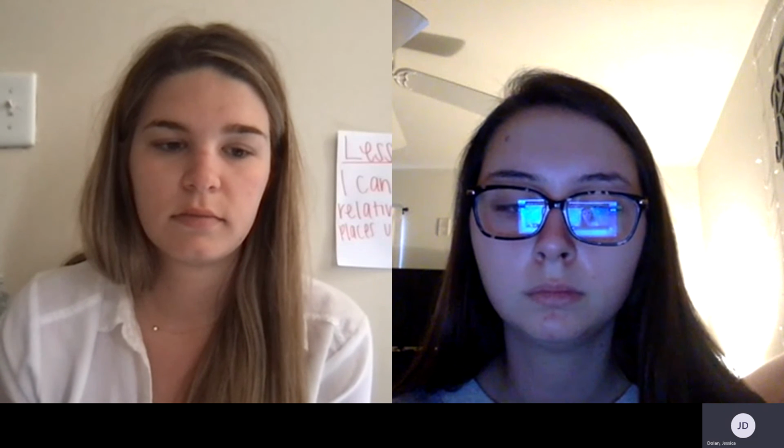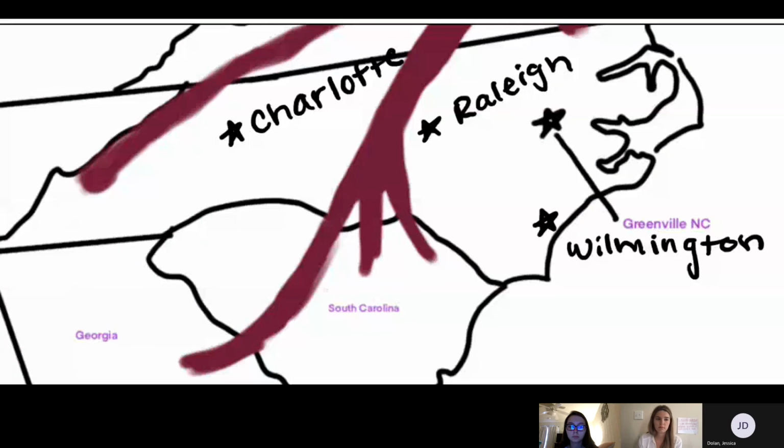So now I'm going to show you guys another map. It will load. All right. Can you guys see this map? Yeah, I can see it. Good. All right, so now this is the map of the Underground Railroad. The Underground Railroad is red through North Carolina, and I marked where Charlotte, Raleigh, Greenville, and Wilmington all are.